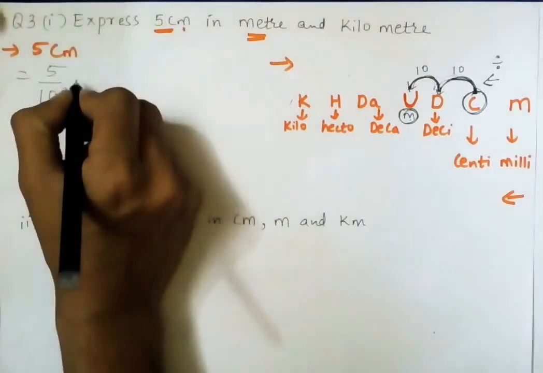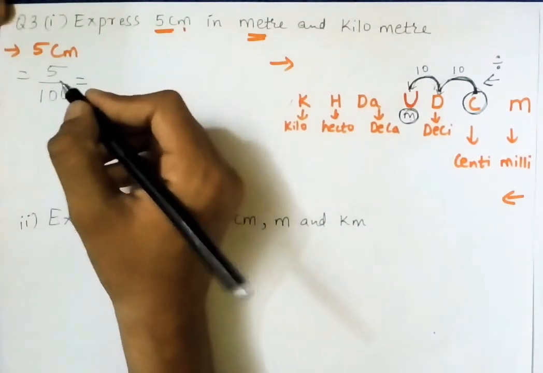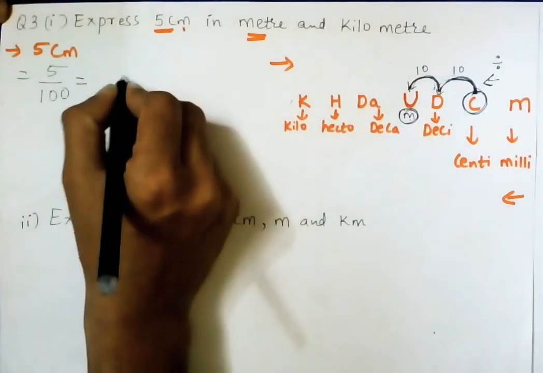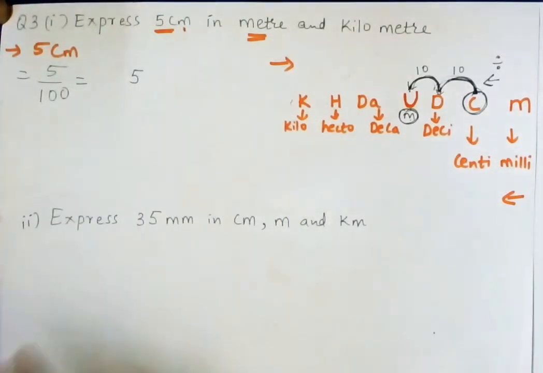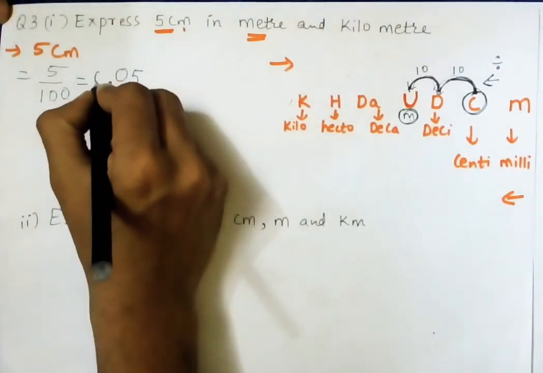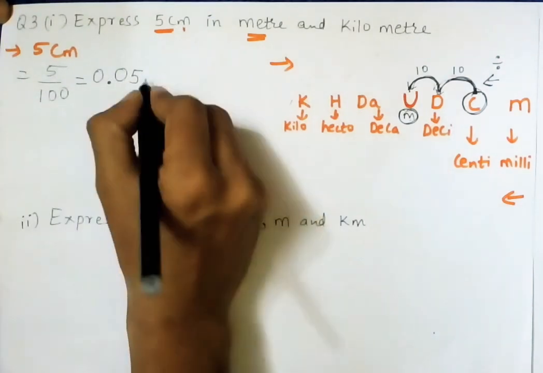Now 5 upon 100, you will write it in decimal point. So 2 zeros are there, so I will put the point after 2 digits. The first digit is already given to us, 5. The second digit is not there, so you can take 0. And then you can put the point. So it will be 0.05 meter.